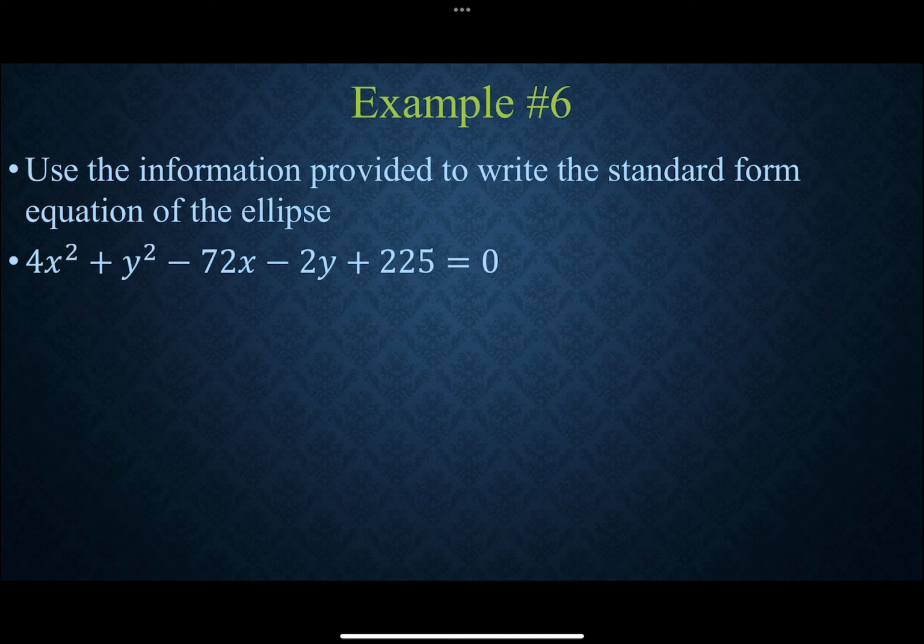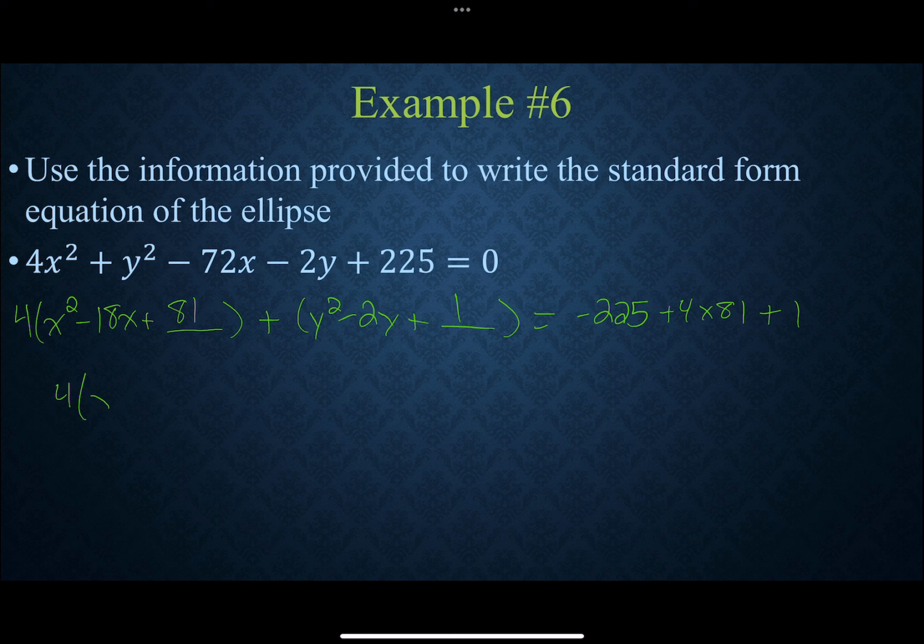So we can see we're factoring the 4 away from the x squared and the 72, grouping that together. And there's nothing to factor away from the y term, so we can just leave the y squared alone. And we're subtracting the 225 over to the right-hand side. So filling in that blank, half of 18 is 9, 9 squared is 81. So we're balancing with the 4 times 81. And then with the y's, half of -2 is -1, 1 squared is 1. So we're just adding a 1 on the right side to balance that out.